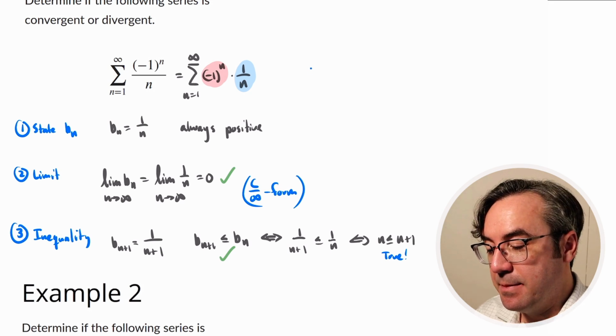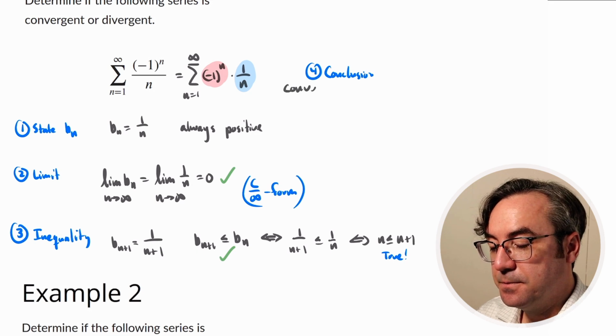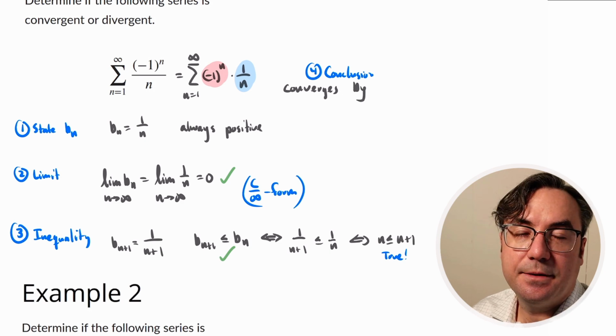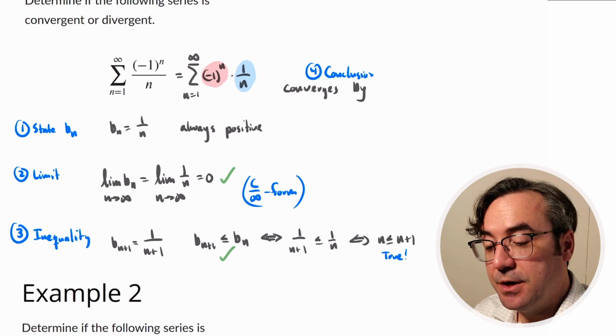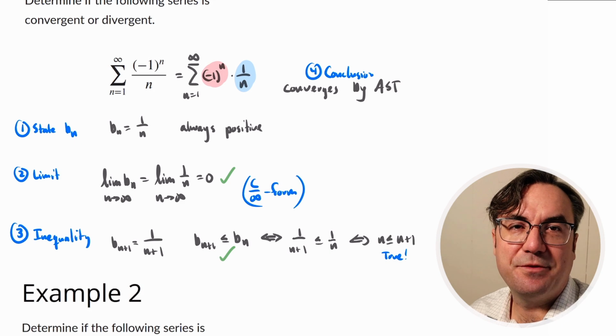It's conclusion time. So what's our conclusion? Well, this is a convergent series. And then we just want to state why. What did we just do? We did the alternating series test. So we'll use the abbreviation, AST.